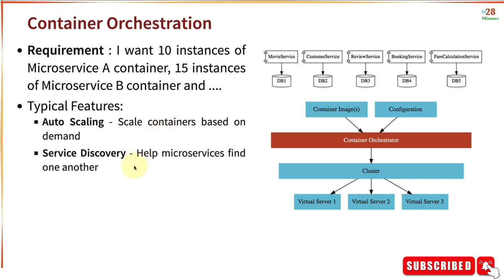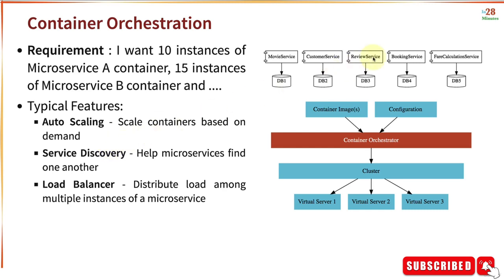You'd also want service discovery. You'd want to help microservices find one another. A review service might want to talk to movie service, or it might want to talk to customer service. You don't want to hardcode the URL of the movie service and the customer service in review service. You'd want the review service to be able to dynamically find out the customer service. This is what is called service discovery.